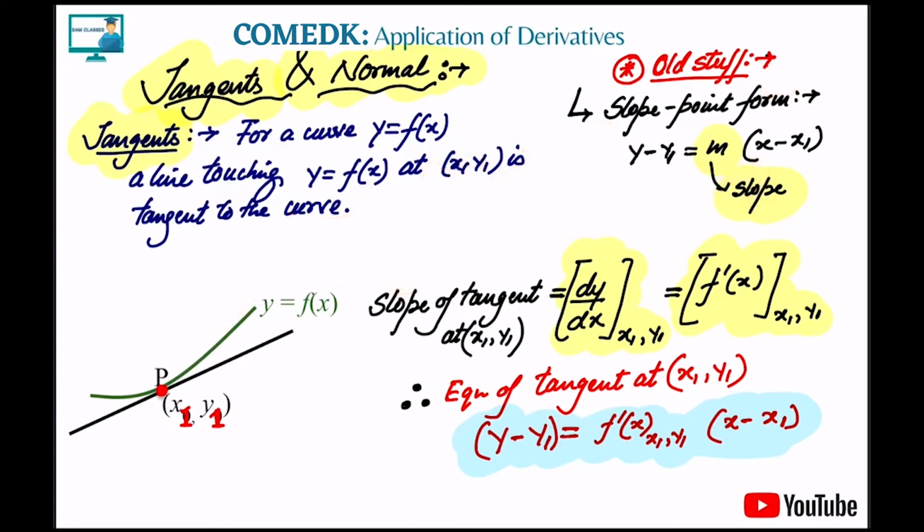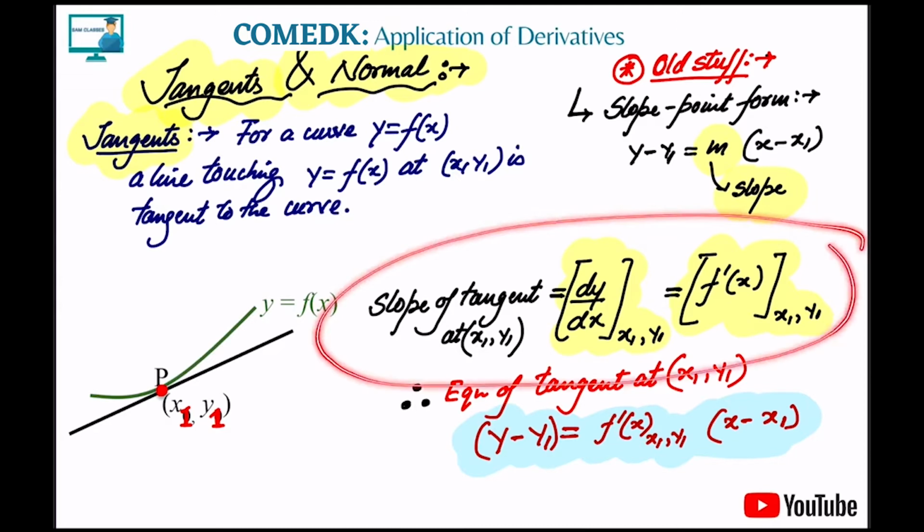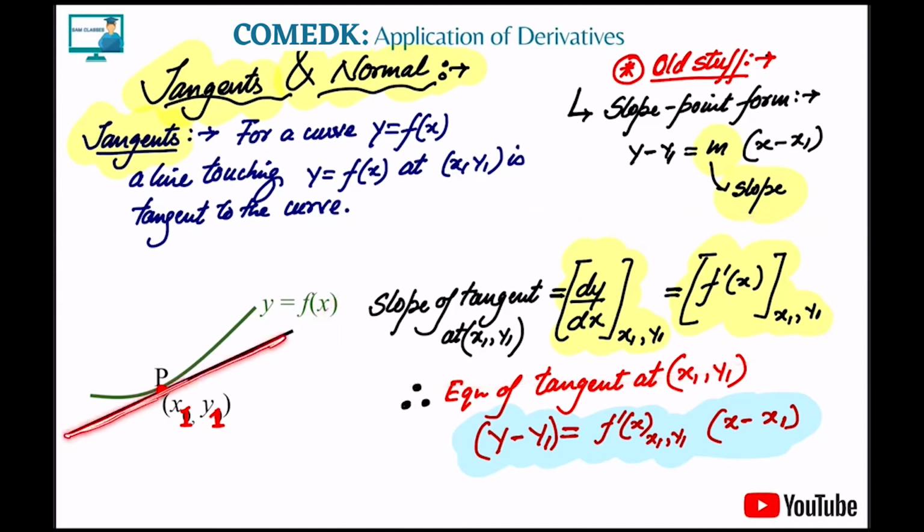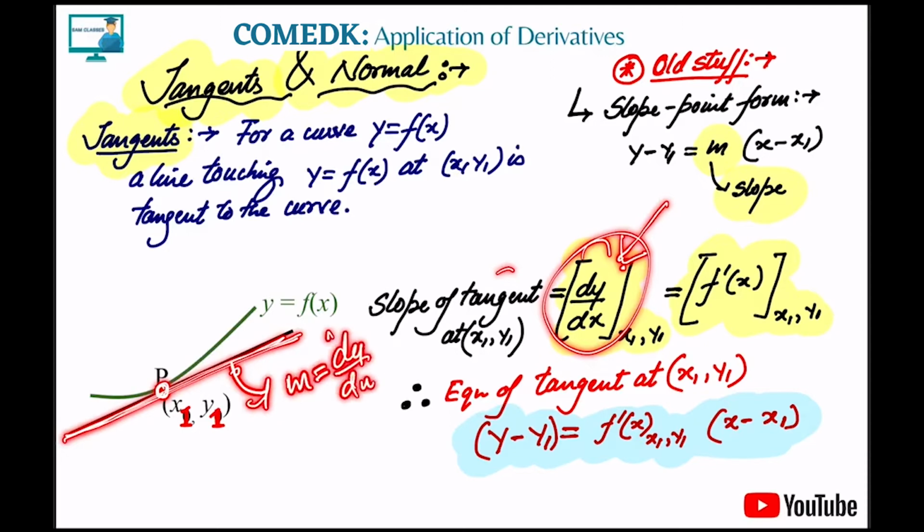Now for this chapter in KCET, this part is important. We have done that the slope of the tangent at this point is given by dy by dx. If I want to find the slope of this line, that is m, which is nothing but dy by dx. I am finding the slope at point P, at x1, y1. So substitute the value, you will get the slope at that point, and that will be the slope of that tangent at that point. That's it.